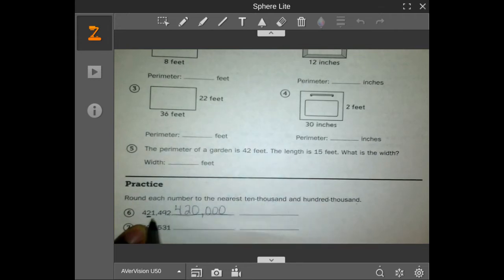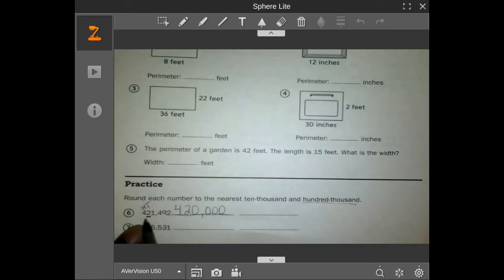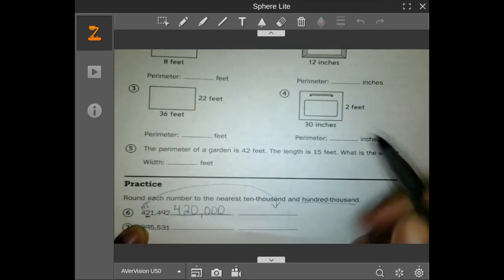420,000. Just a reminder, I'm looking at my neighbor. It's 4 or less, so I left it the same. I let it rest. Everything else became 0. Now use the second line and round to the nearest 100,000. What digit is in the 100,000s place? Yes, this 4. I'm going to put an HT so we don't forget. So you're going to round 421,492 to the nearest 100,000 on this line.